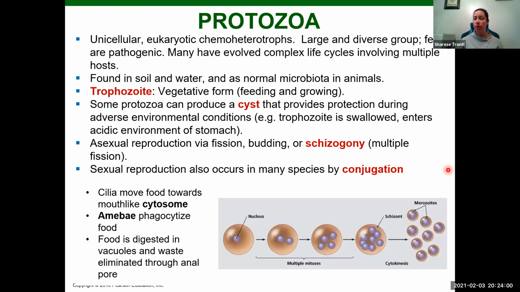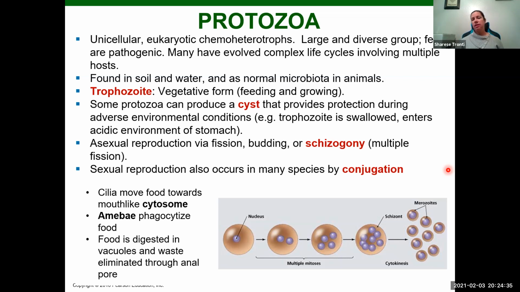Moving on to protozoa. So protozoa are unicellular, eukaryotic chemoheterotrophs. They are a very large and diverse group. So different protozoa are going to have very different characteristics. There's only a few that are pathogenic. Rather, there's actually a lot that are quite helpful to humans. We have a lot of protozoa that are part of our normal microbiota also.